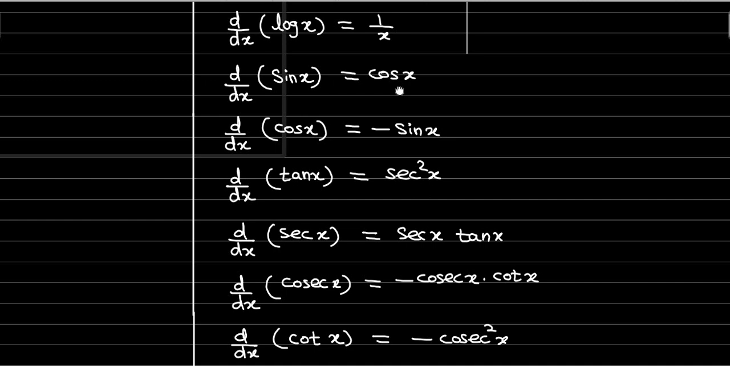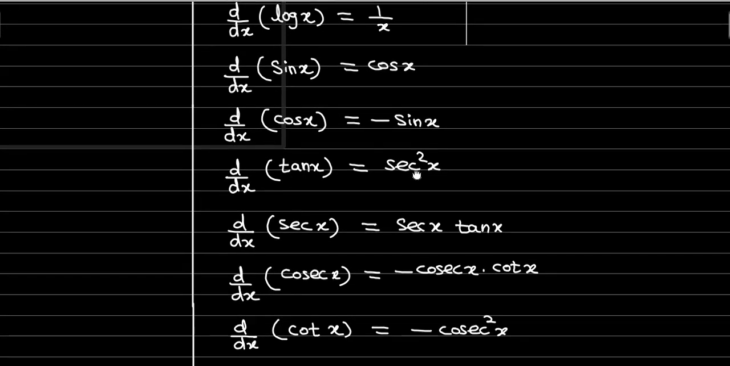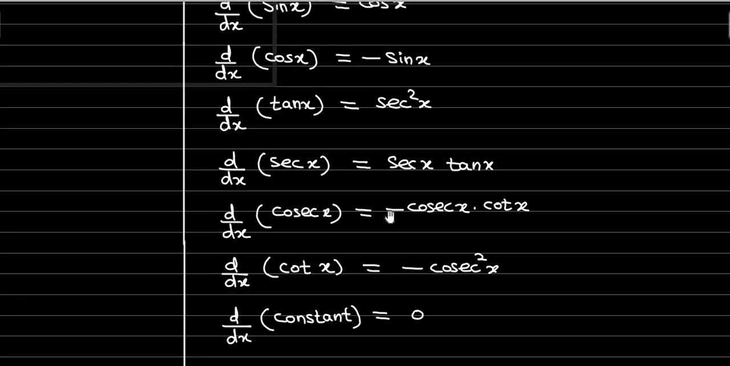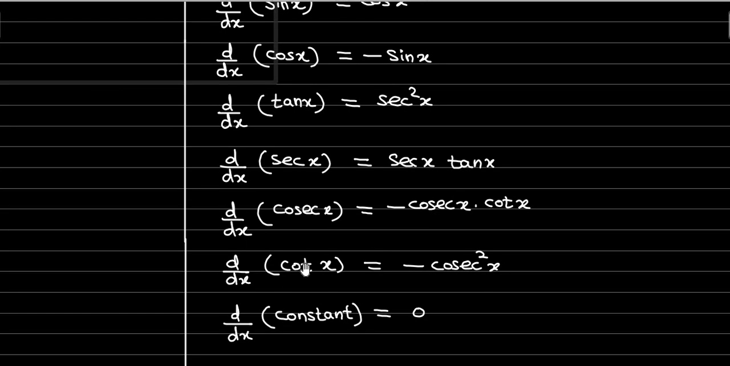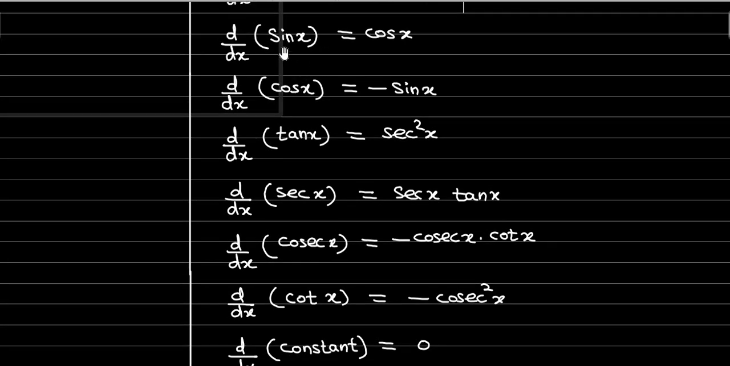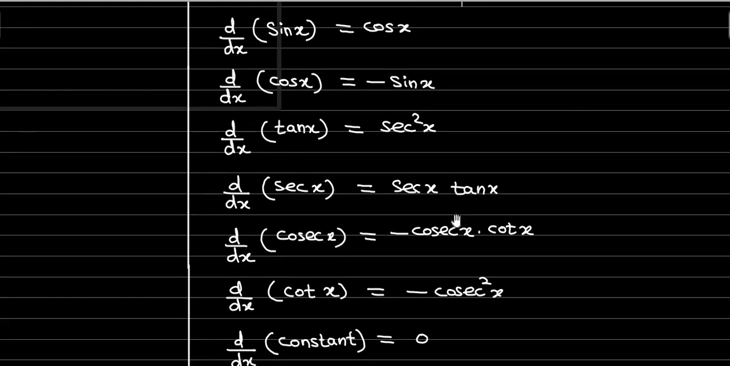Sin x differentiation is cos x, cos x differentiation is minus sin x, tan x differentiation is secant square x, secant x differentiation is secant x into tan x, cosecant x differentiation is minus cosecant x into cot x, and cot x differentiation is minus cosecant square x. I'll tell you an easy way to remember. Okay, so sin and cos are like friends. If sin comes, cos x; if cos comes, minus sin x. In the same way, you can remember tan and secant, and cosecant and cot.